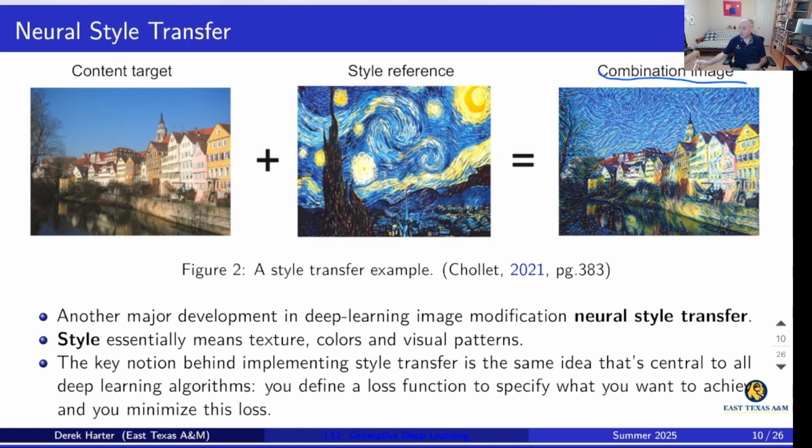The key idea is the same idea that's central to all deep learning algorithms. We're going to define a loss function that specifies quantitatively what we mean by content and style. We want to achieve a combination image that has the same content as the original, but has the same style as the reference style. If you can quantify content and style as a loss function, then you can do some sort of optimization to maximize or minimize that loss function.